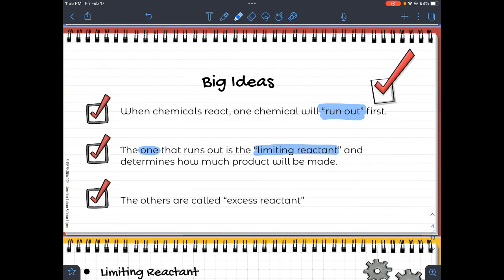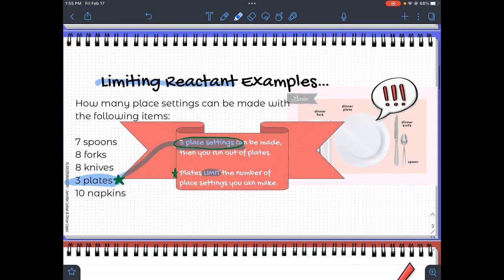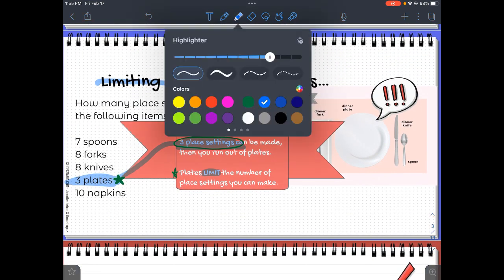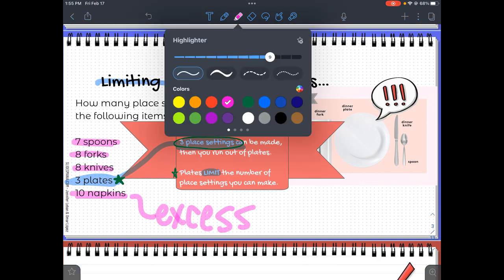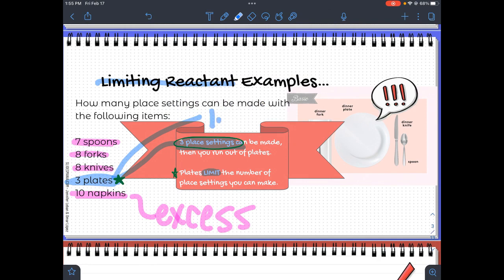The final big idea: the others are called the excess reactant. So in our setting the table example, what parts of a place setting were in excess? It means we had too many. Spoons were in excess. We had too many spoons. Forks and knives and napkins, we had too many of those. So those were called the excess reactants, and the plates in blue were called the limiting reactants.